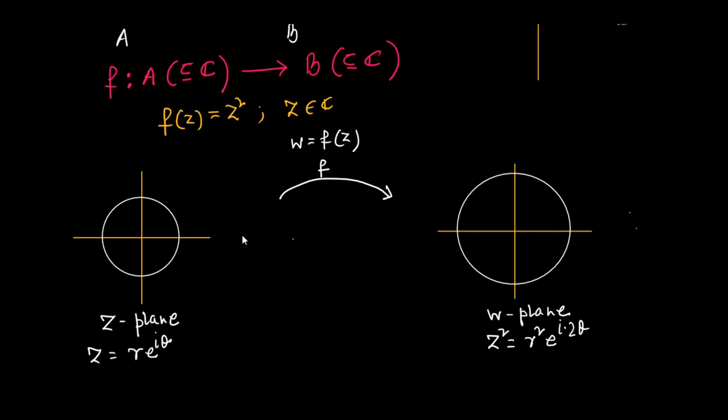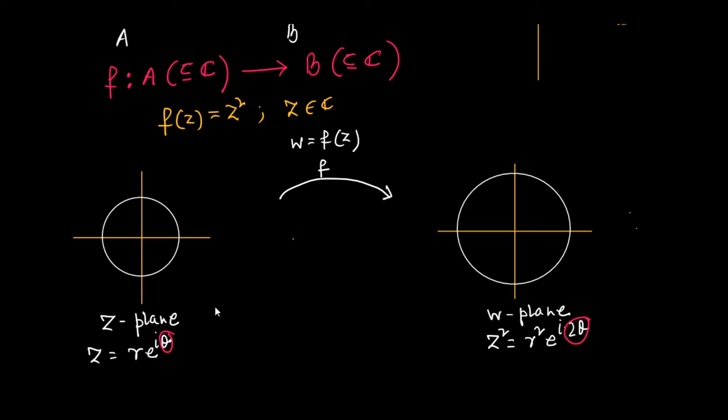If you further notice, you can see that for any complex number z in z plane, if the argument is theta, then the argument of the image of the same complex number under f will be 2 theta. So the argument will get doubled. So if z lies on a circle of radius r, z square will lie on a circle of radius r square, and the argument will get doubled. Now, if we keep these things in our mind, we can plot complex numbers and their images.